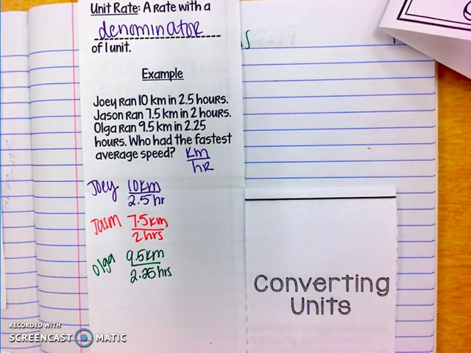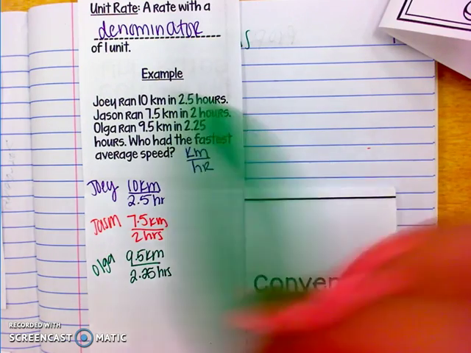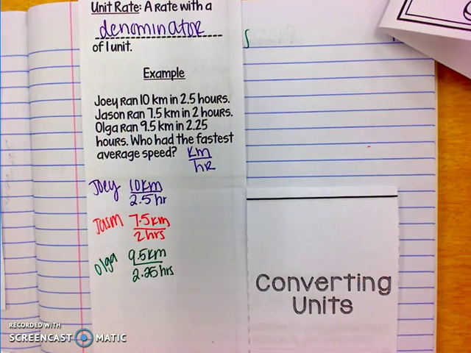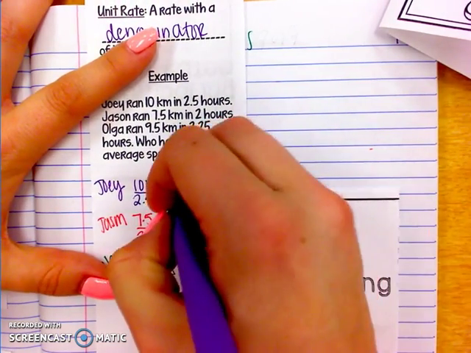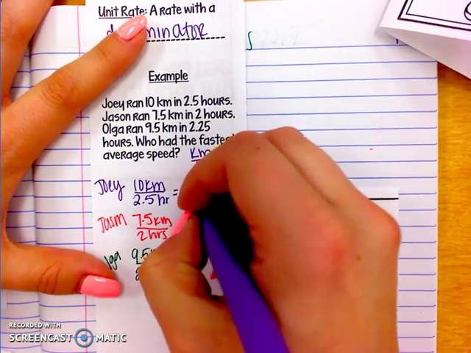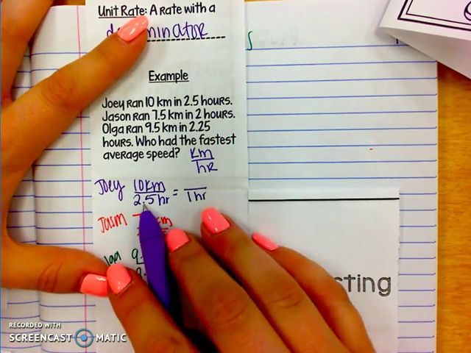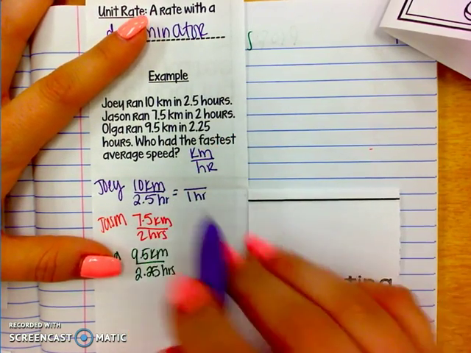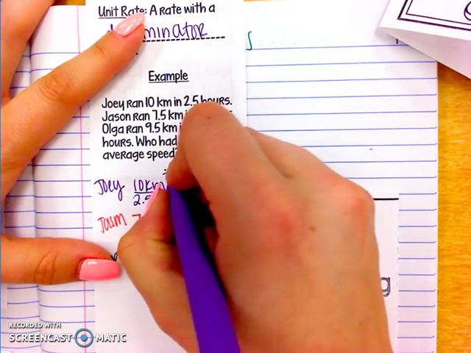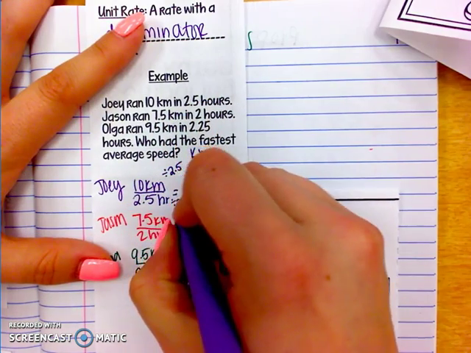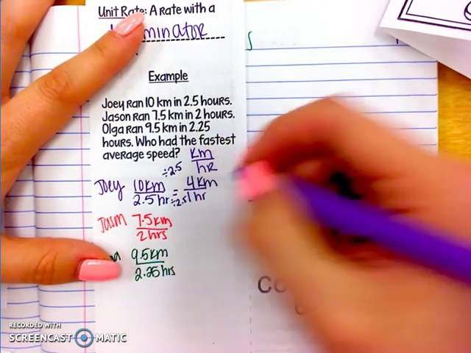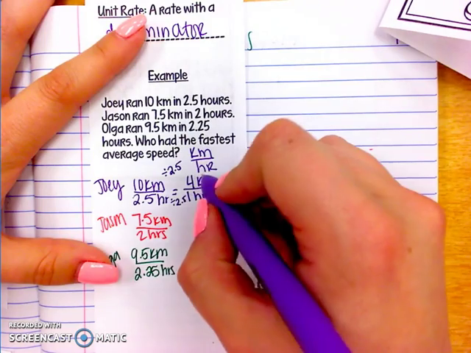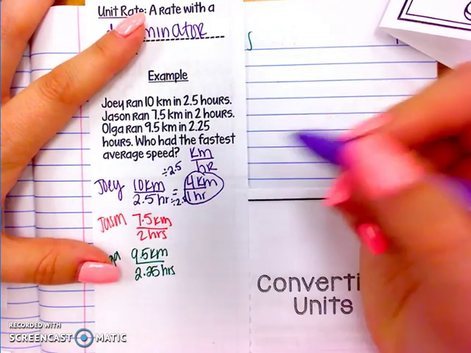Okay? Good. So now what we need to do, none of these are in the same, they're in the same units, but they don't have the same denominator. So we need to make all of these denominators 1 so that we can compare those unit rates. So if I'm going to make this have a denominator of 1 hour, how do I get from 2.5 to 1? I'm going to divide the top and the bottom by 2.5. Okay, so 10 divided by 2.5 is 4 kilometers. So Joey's average speed was 4 kilometers per hour.